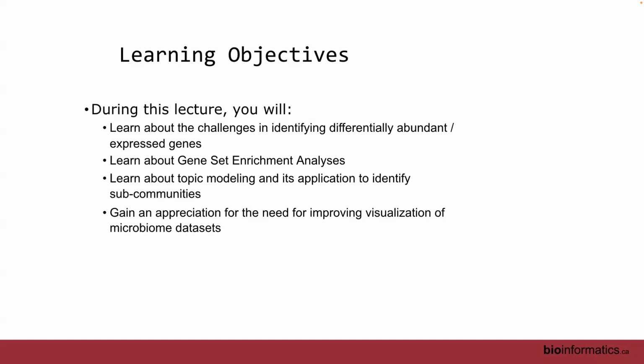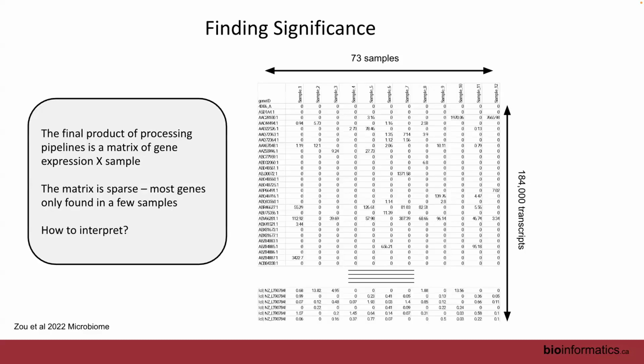All right, but first of all, I want to start on these differentially abundant genes. So this is what we're tasked with, right? This is our problem. We have this big matrix. After we have generated, whether it's your metagenome analysis or your metatranscriptomic analysis, you have a bunch of samples and a list of genes. In this case, this is from a poultry gut microbiome, 184,000 transcripts across 73 samples.